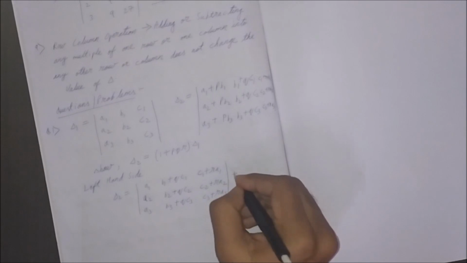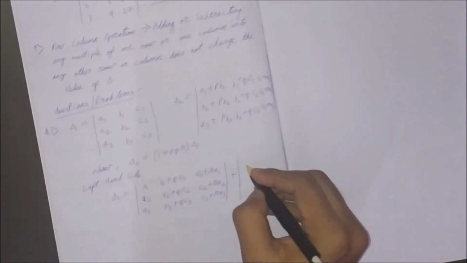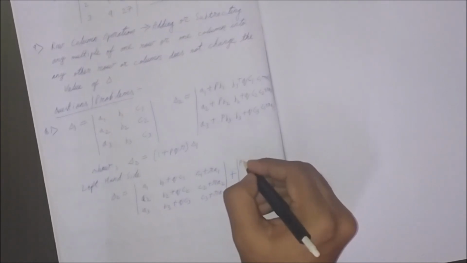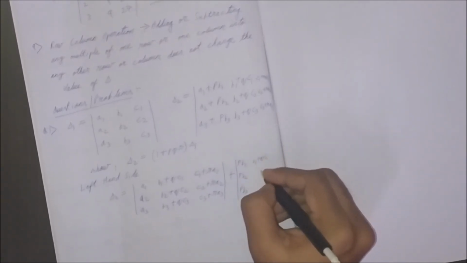So we can split the determinant. So we have a plus sign here, and we will split this determinant into 2 determinants: PB1, PB2, PB3, and the rest all will be the same, B1 plus QC1, B2 plus QC2, B3 plus QC3. Here C1 plus RA1, C2 plus RA2, C3 plus RA3.